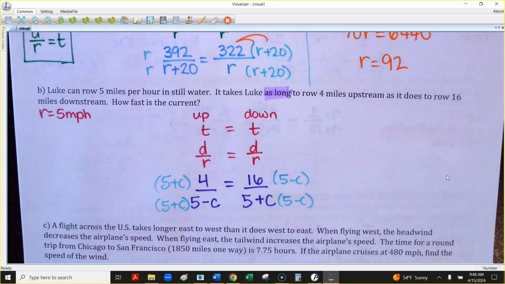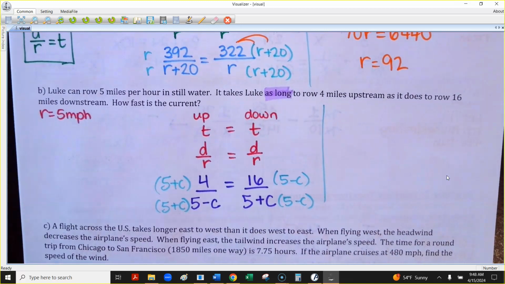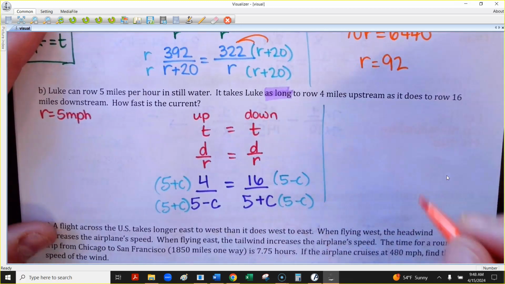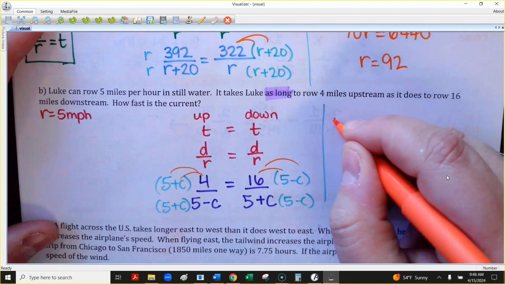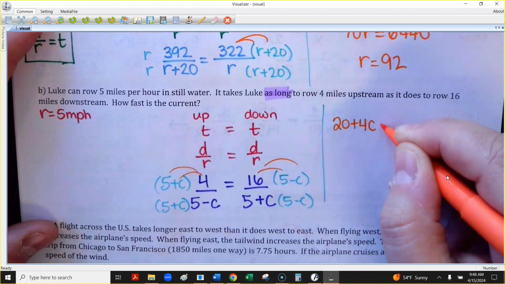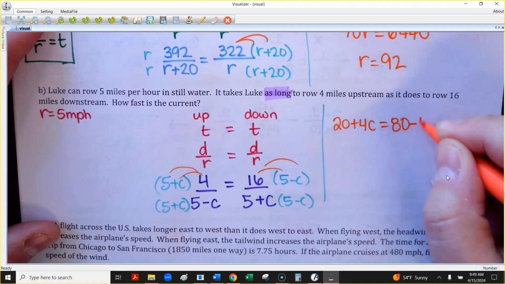You're just going to have to create a common denominator, or very similar to the last one, you can just cross multiply like a normal proportion if you want to here, because you just have two fractions set equal to each other. Okay, now I'm going to do a little distributive property here. You're going to have 20 plus 4C equals 16 times 5 is 80 minus 16C.